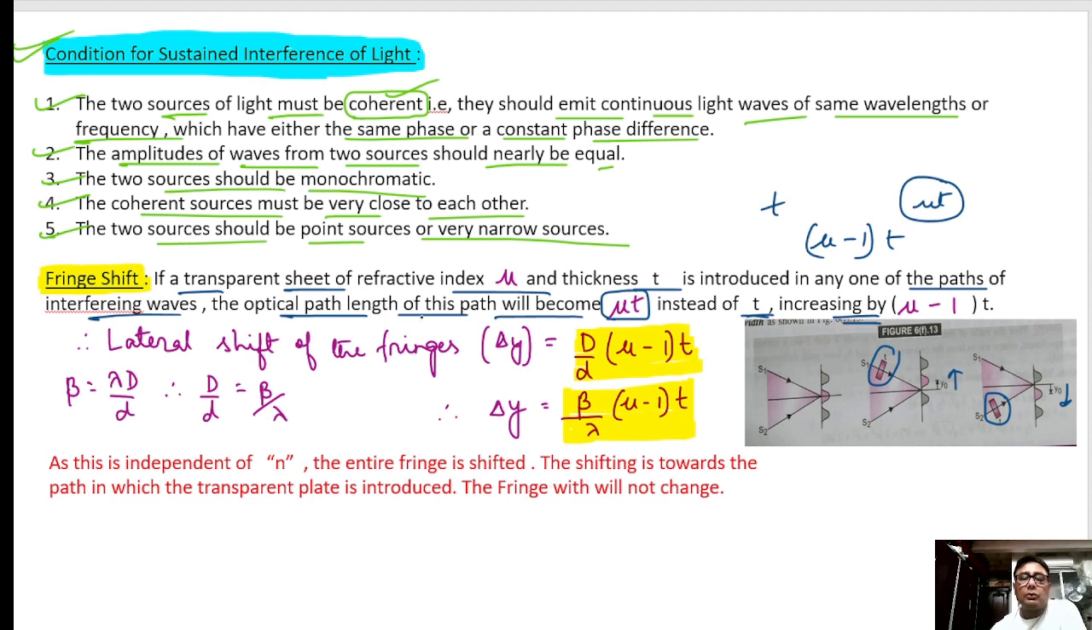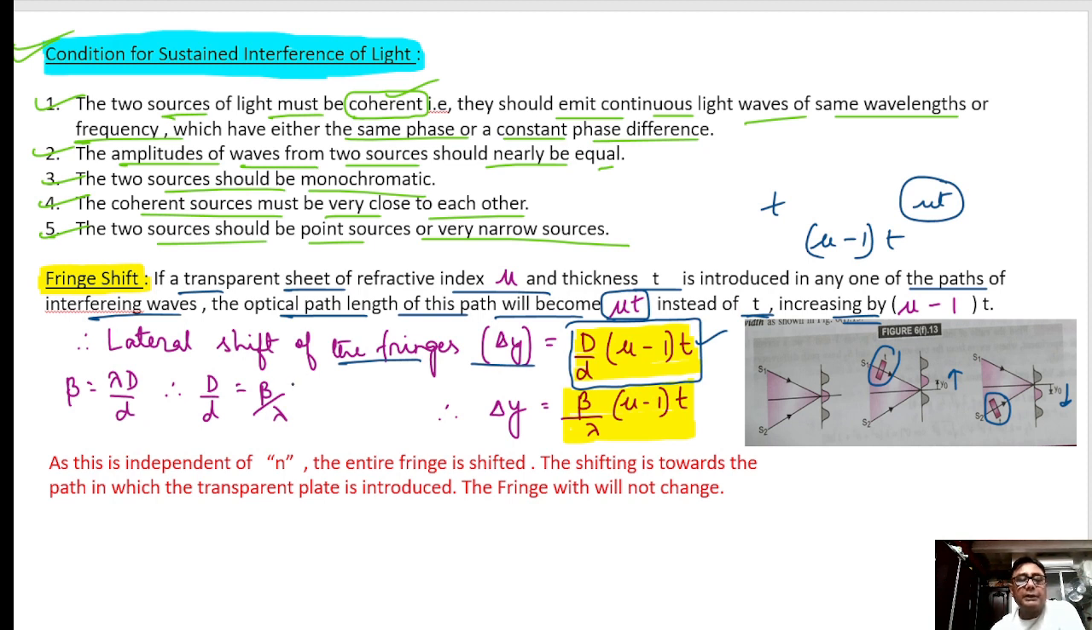Okay, so the fringes will shift by how much? It was xd by D. It was actually lambda D by d. So now it is (mu minus 1) t into D by d. Okay, and the distance will be, now we know that beta equal to lambda D by d.